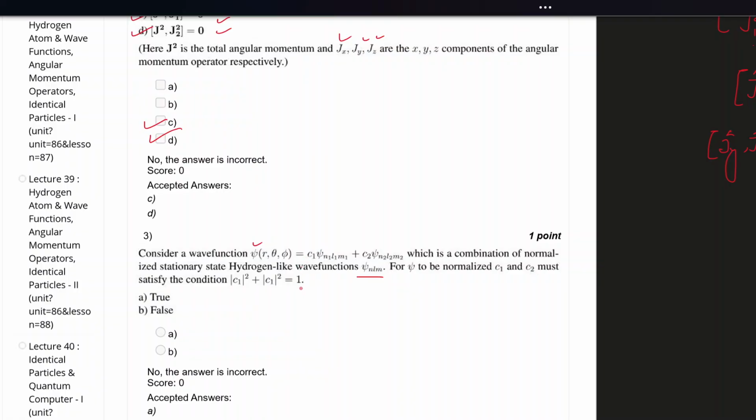So at first glance we'll say that of course this condition is true, because whenever you have a state presented as a linear combination of two other eigenstates, given that those eigenstates are already normalized and orthogonal to each other, the normalization condition on psi will be mod of c1 squared plus mod of c2 squared equal to 1. So you can also mathematically derive it.